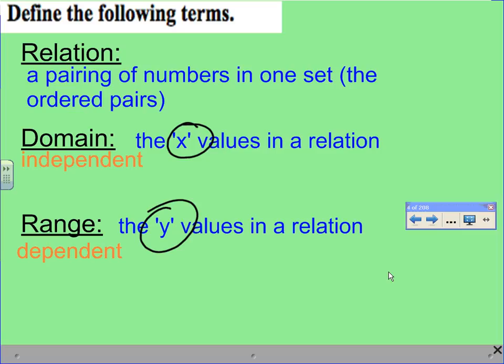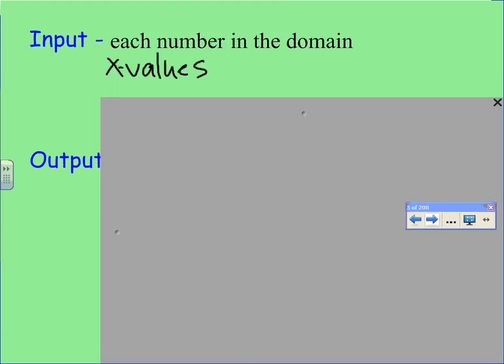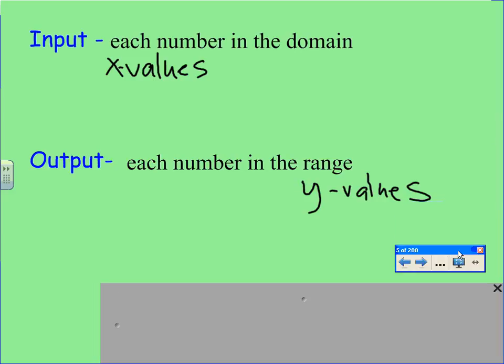Is it okay if I move to the next screen? Yes. Okay, input is another name for domain and independent. Input is each number in the domain. It's the x values. Output is another term to describe each number in the range, which are the y values. So output is each number in the range, the y values.